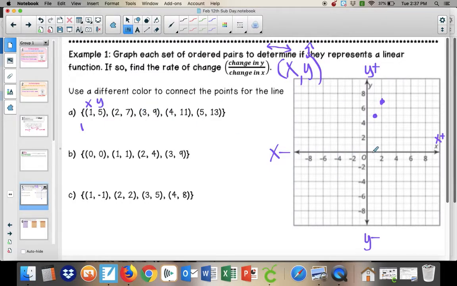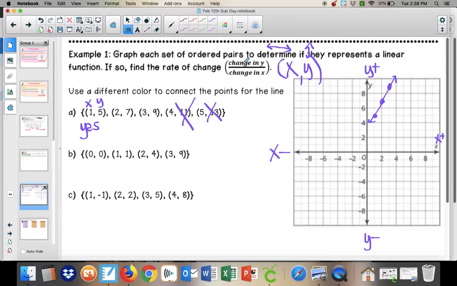3, 9. So again, start in the middle. 3, 9. And unfortunately, the graph I put does not have us go any more, so we can't actually do these last 2. So let's connect these here. Does this look like it represents a linear function, meaning it made a straight line? If you said yes, then you're right. So we're going to say yes.